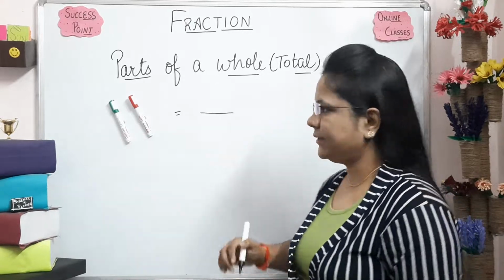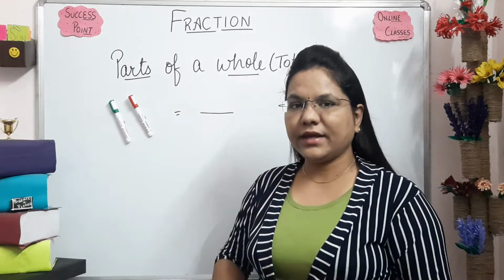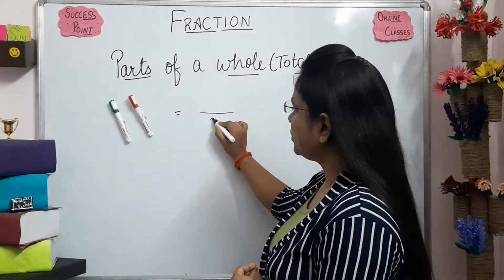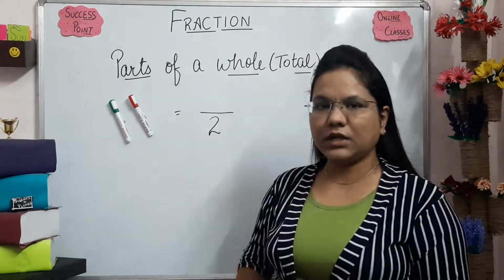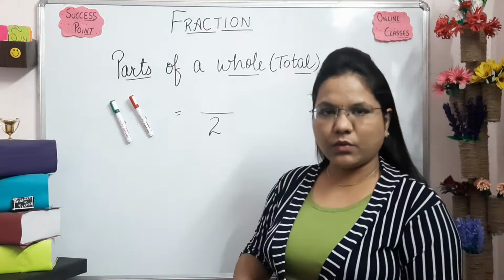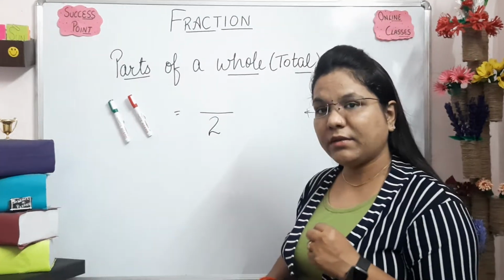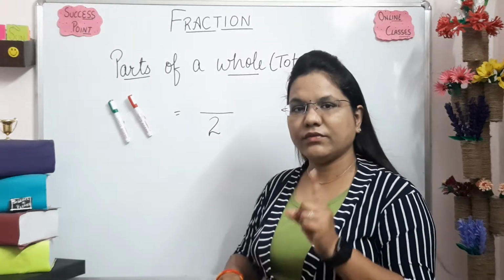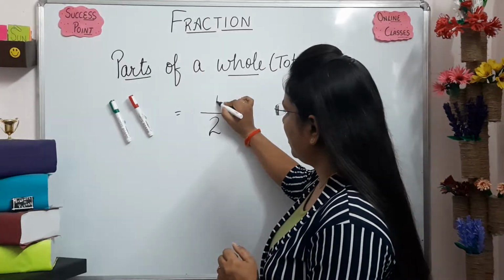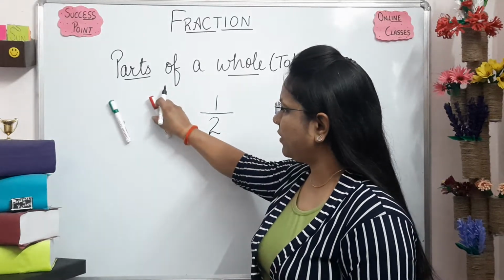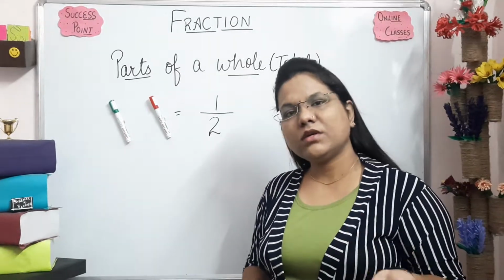How many markers do I have? 1, 2. I have two markers. So the total we have to write at the bottom. I want to use the red marker. How many red markers do I have? 1. So it will be 1 by 2. So what is the fraction for the red marker? That is 1 by 2.